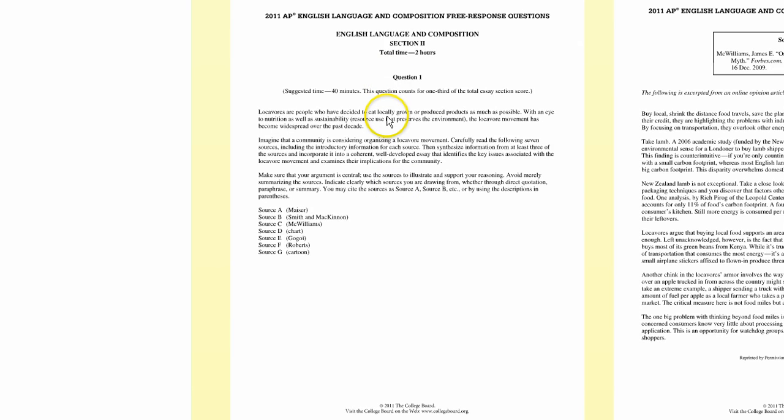They give you a lot of background information that's really good for helping you get ideas, but usually they don't give you the prompt until lower down on the page. In this case, the prompt, what they're actually asking you to do, appears in the middle here. It's asking you to synthesize information from at least 3 of the sources and incorporate it into a coherent, well-developed essay. And then here's the key, that identifies the key issues associated with the locavore movement and examines their implications for the community. So you have to identify issues and examine how that would affect the community. That's where you would find the prompt. So that's what you would need to write about.